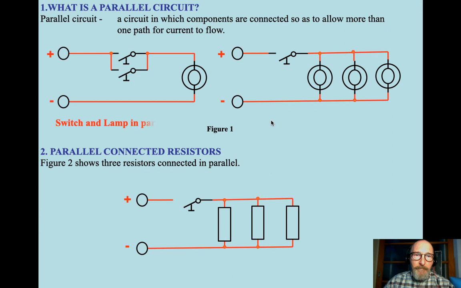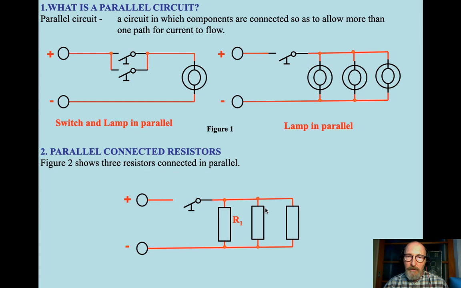Now, this is correct. I've got three lamps connected in parallel, like I said, a train track, and I've got a switch in series. We close the switch and the lamps all turn on together. Each lamp will have the same voltage as the supply voltage. I open the switch, all three lamps go off. Parallel connected resistors. Lamps are resistors.